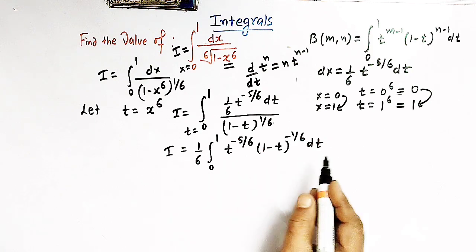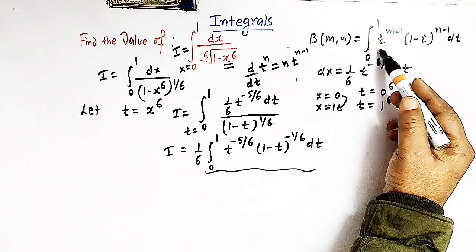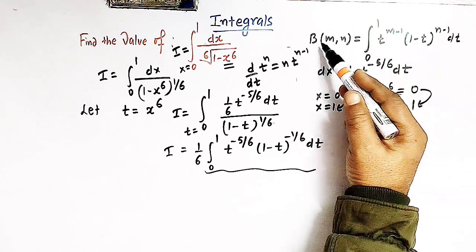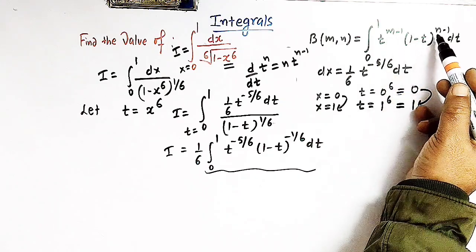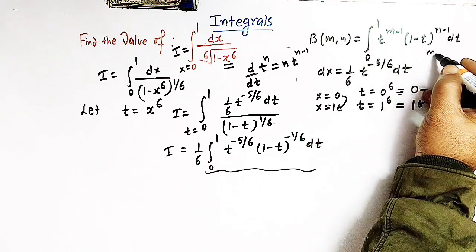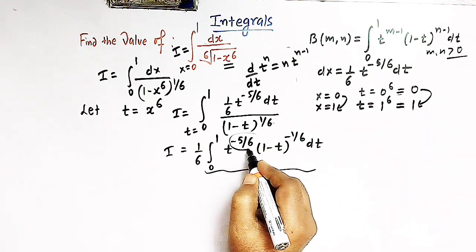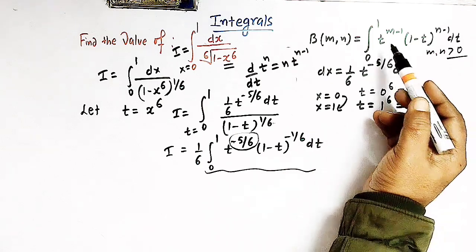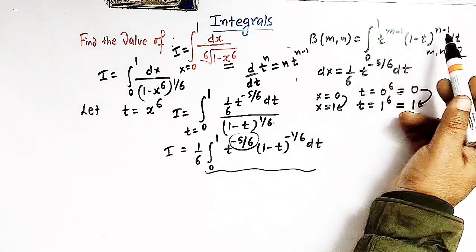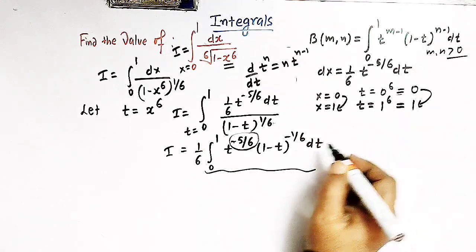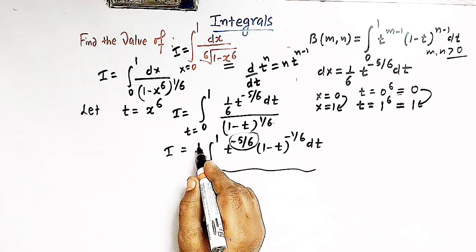So now we can easily observe that this integral is similar to this one, that is the beta function, beta m comma n is the integral from 0 to 1 of t raised to m minus 1 times 1 minus t raised to n minus 1 dt, where m and n are greater than 0, right? So here we have t raised to minus 5 over 6, and here we have t raised to m minus 1. So now we need to find out the values of m and n. We can compare this integral with this one. Here we have an additional factor 1 over 6.